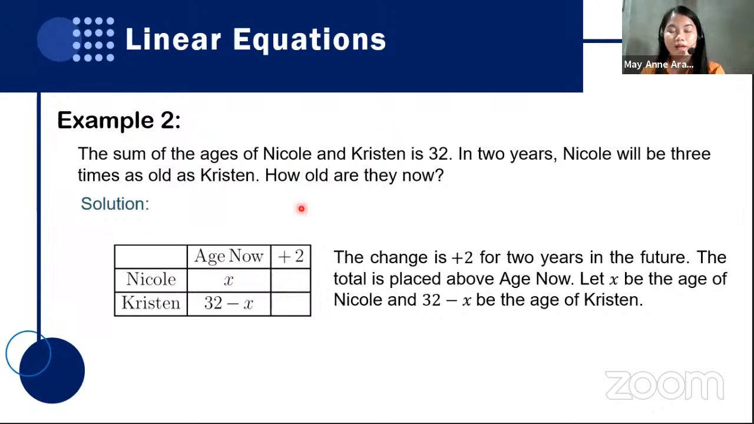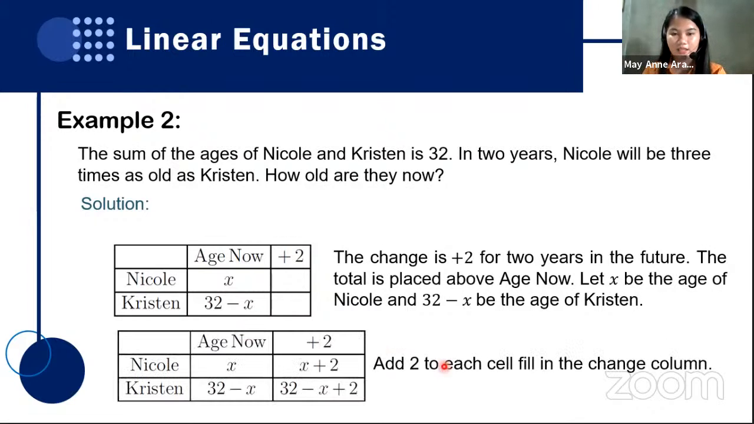Since their sum is 32, no? So, hindi tayo magto-two variables kasi mas complicated yon. So, since the sum of their age is 32, we can express the other one as x and the other one as the difference of the sum and that variable. So here we have x and 32 minus x.